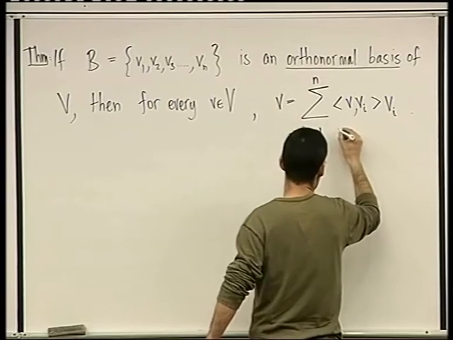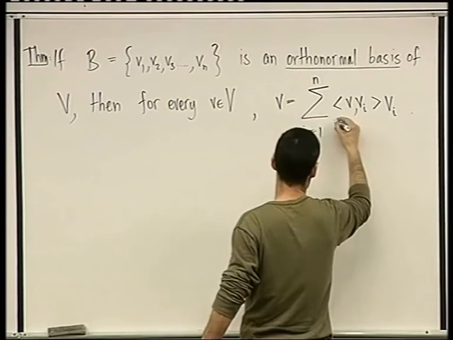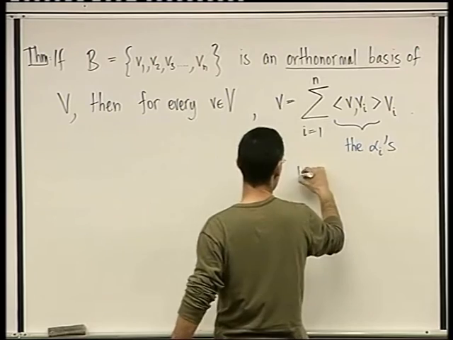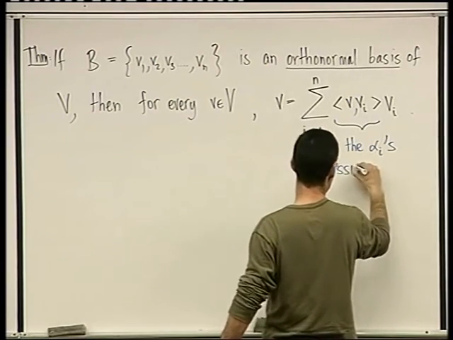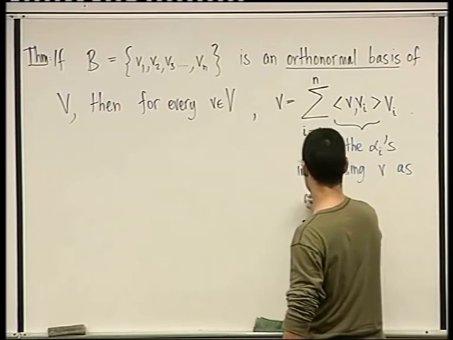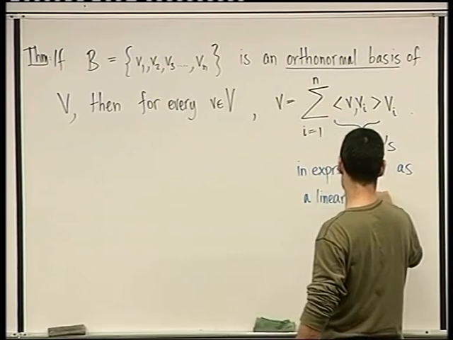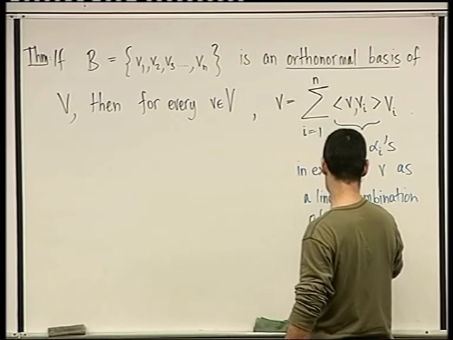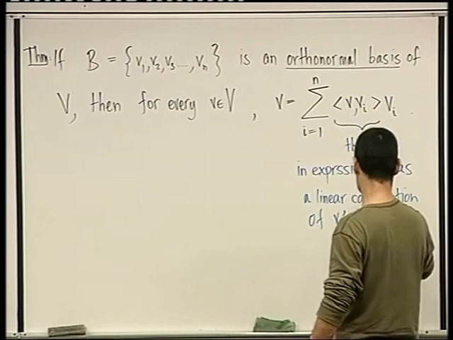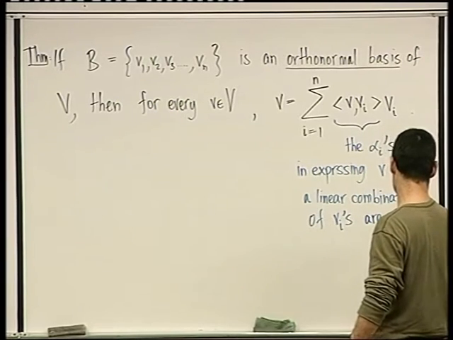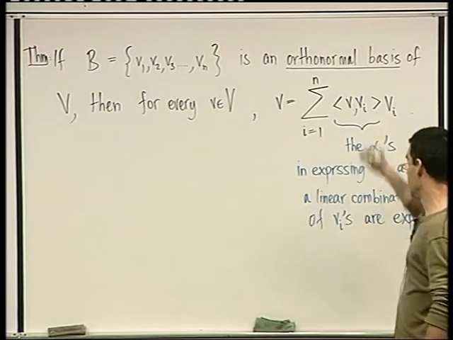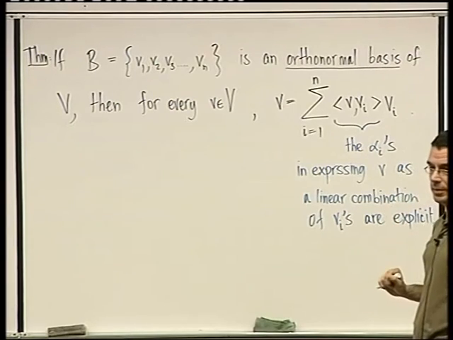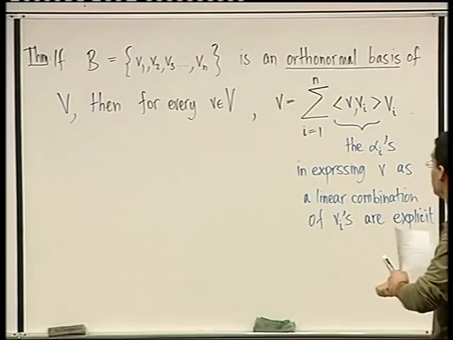So these are precisely, maybe let's emphasize these, the alpha i's in expressing v as a linear combination of the vi's are explicitly given by the vi's themselves if it's an orthonormal basis. Okay? Let's prove this. Let's see that this is in fact the case.